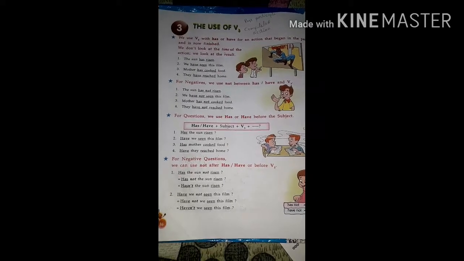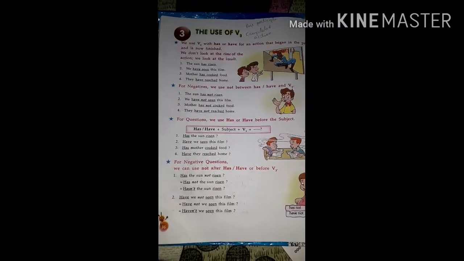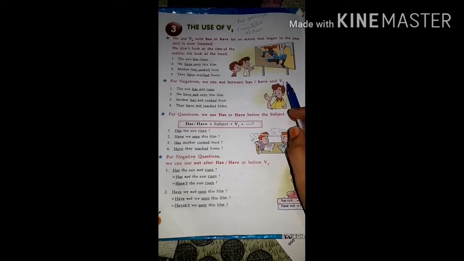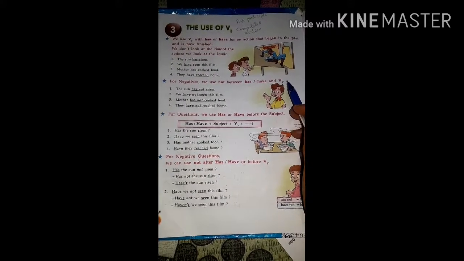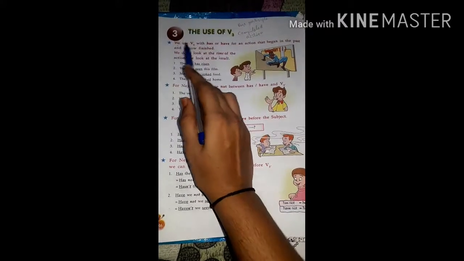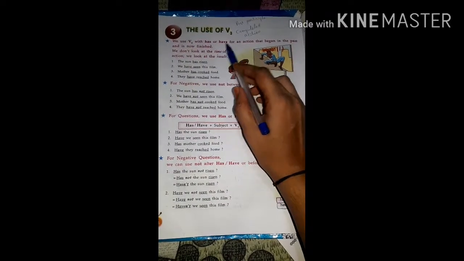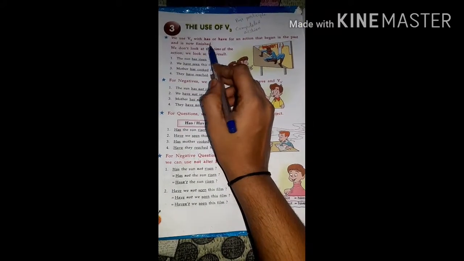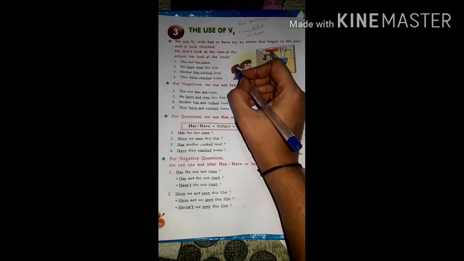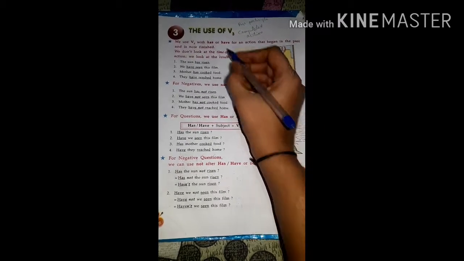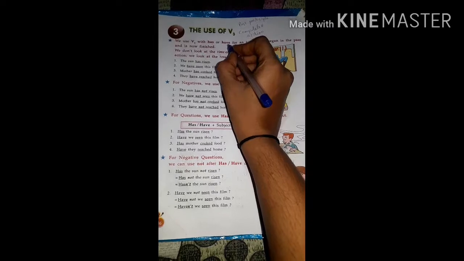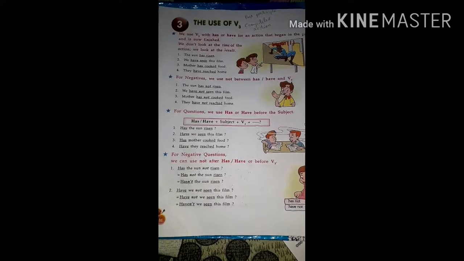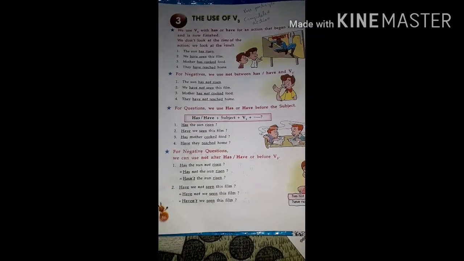Today we discuss the new grammar lesson, the use of V3. Here in this V3 lesson we discuss the past participle, which means the completed action of verbs. We use V3 with has or have for an action that began in the past and is now finished. So in this lesson we use the helping verbs has and have with the action verbs, where the action began already in the past and now the action is finished.